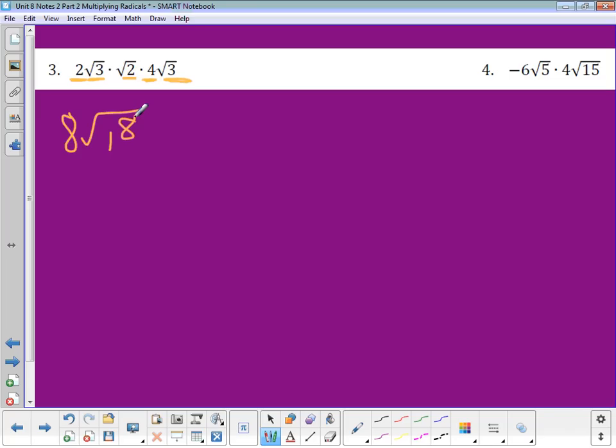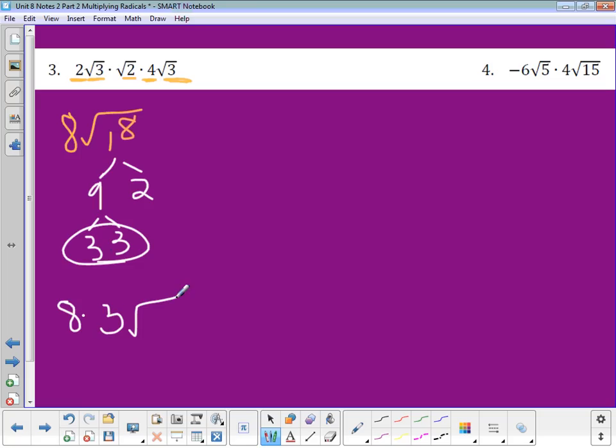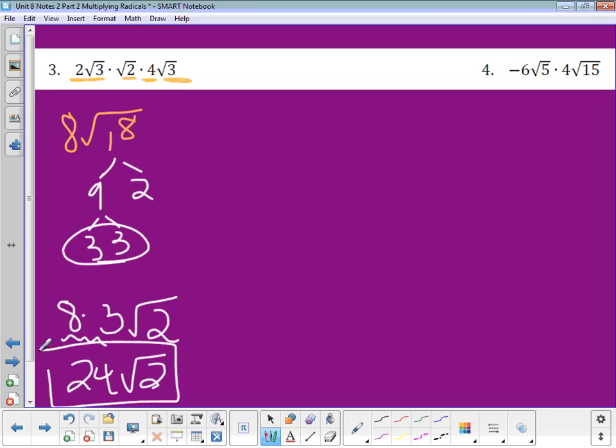We have to go through and break down 18 and see what pairs we can find. Do this as 9 and 2, and 3 and 3. So we have a pair of 3's. On the outside of the radical, we have 8 times 3, and left underneath the radical is just 2. Remember that you need to multiply these on the outside of the radical. 8 times 3 is 24, square root of 2. So that right there is your final answer.